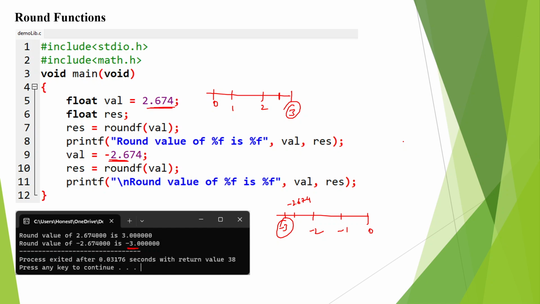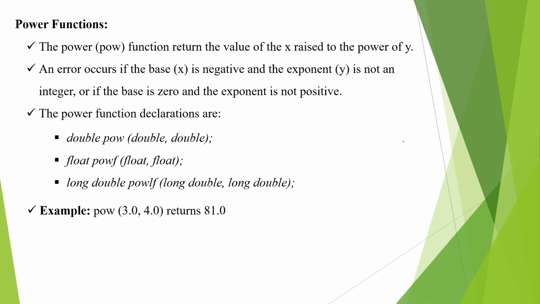Okay, a floating point value. Okay, so hopefully you understood all the different functions. We started with absolute, then ceiling, then floor, then truncate, then round. Now two more functions we have. In that, the first one is the power function, for calculating the power, x to the power y.